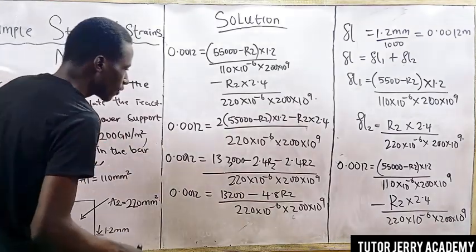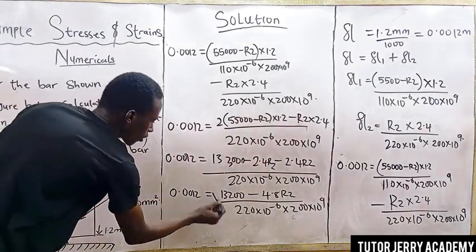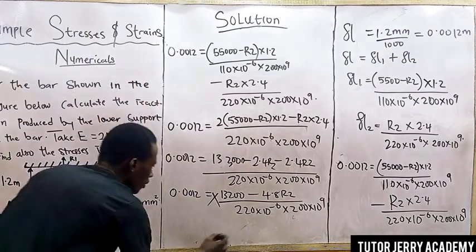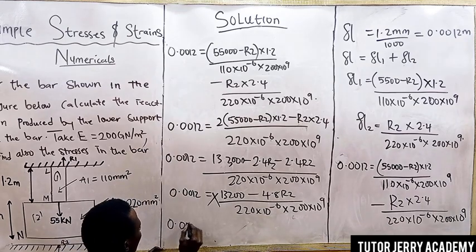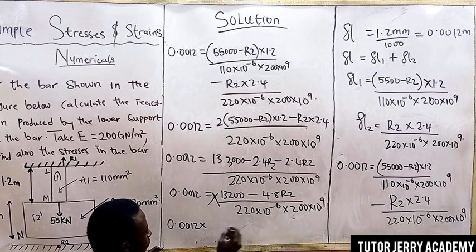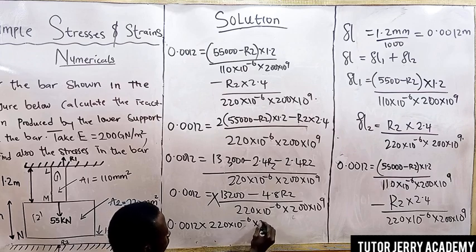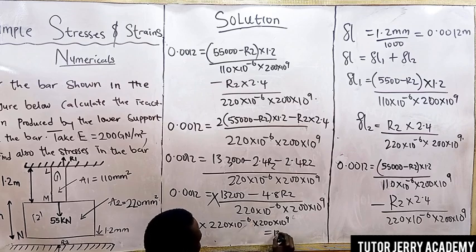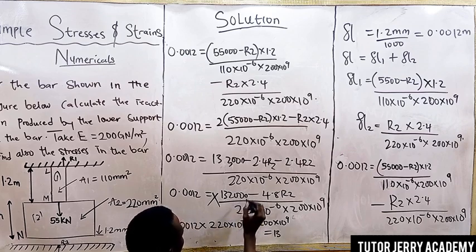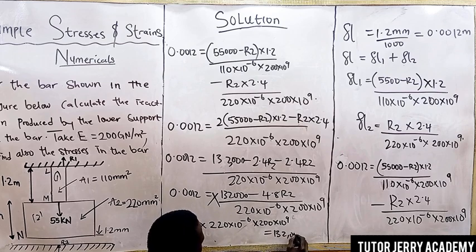But this is the value we have. So next, I'm going to be cross multiplying. If I cross multiply, I'm going to be having 0.0012 times this, 10 to the power of minus 6, 200 times 10 to the power of 9, equal to what I have here, 132,000 minus 4.8 R2.